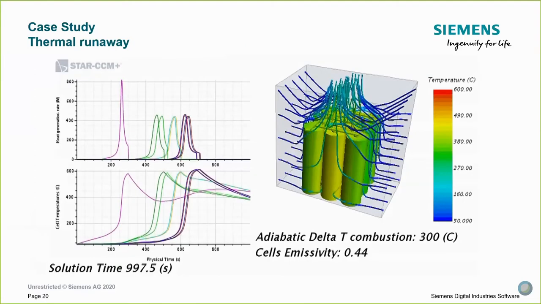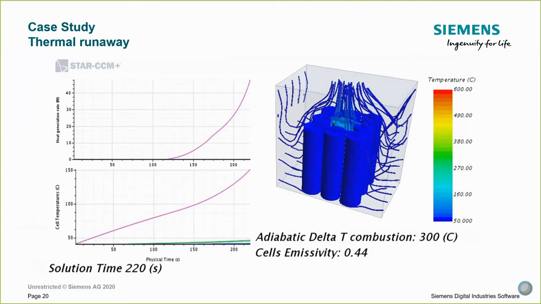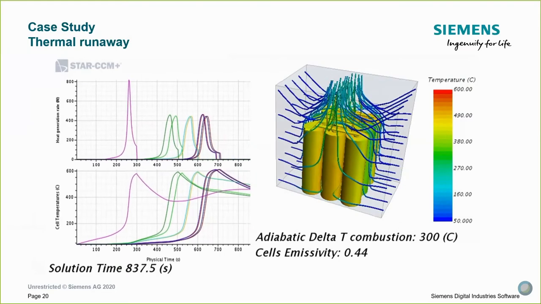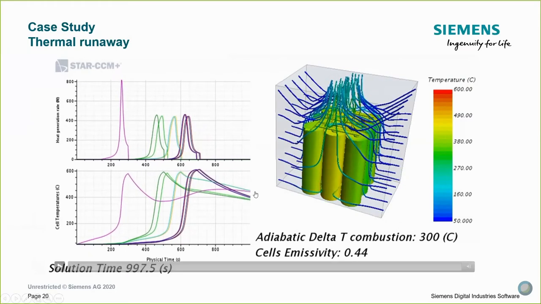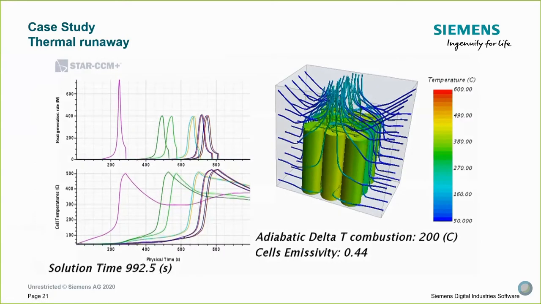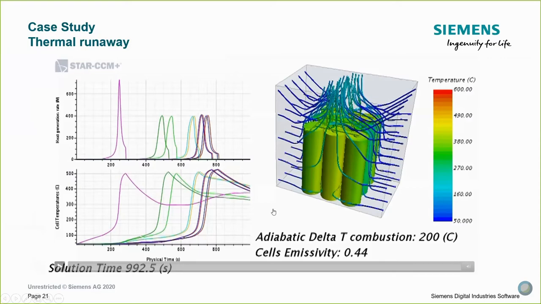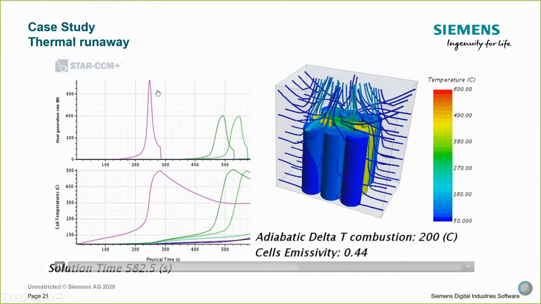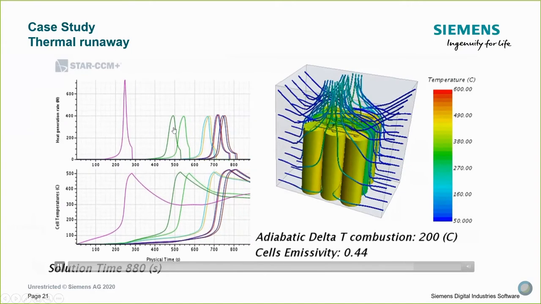So here's a case study of a 9-cell pack connected in series and parallel. That cell is in thermal runaway, where we looked at the trigger at 300 degrees with a cell emissivity of 0.44. We would consider the thermal runaway for a natural convection based example, where I could see the peak at 800, and here at 400 degrees Celsius.